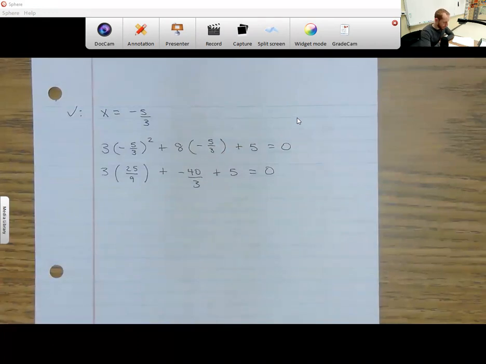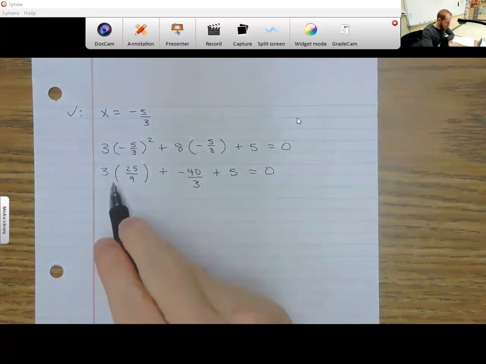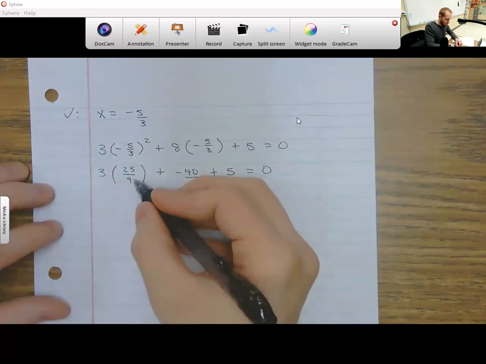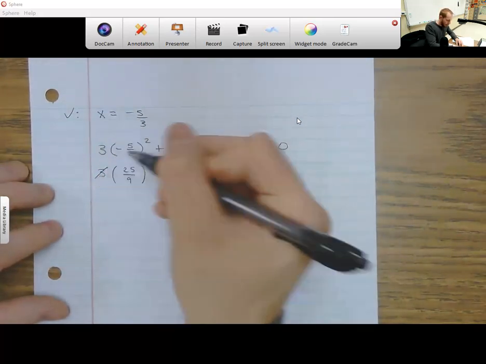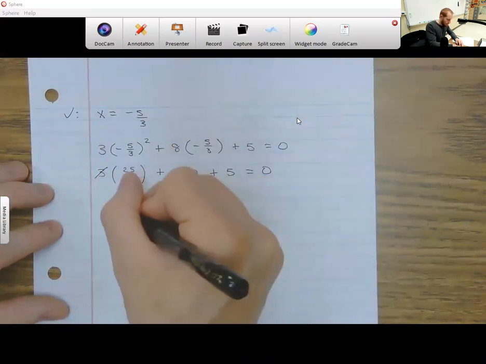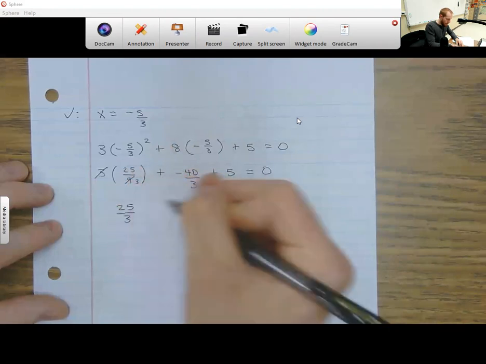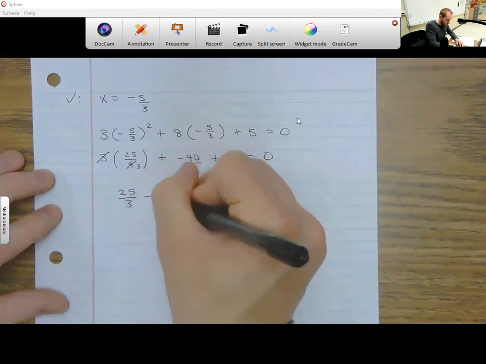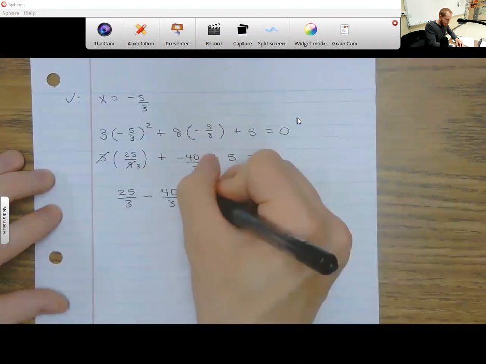Okay, so far so good. All right, so now I'm multiplying 3 times this fraction, right? And what I'm going to do is end up cross-canceling. So if I cancel out the 3 right here, this 9 is going to have to cancel out to give me a 3. So I'm actually going to have 25 over 3 right here. Minus 40 over 3 plus 5 equals 0.